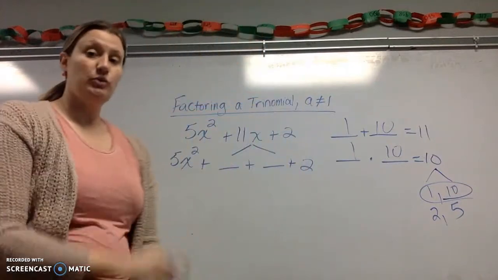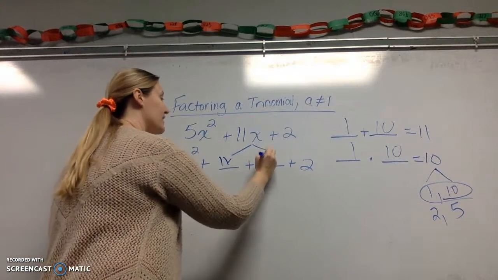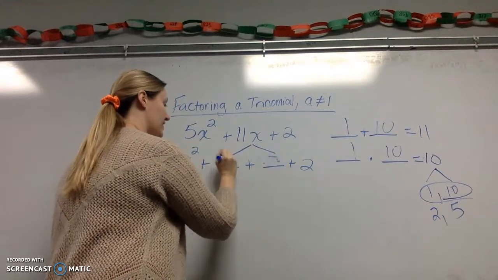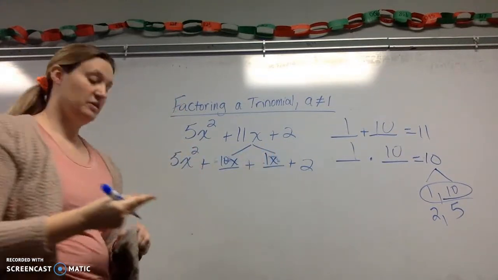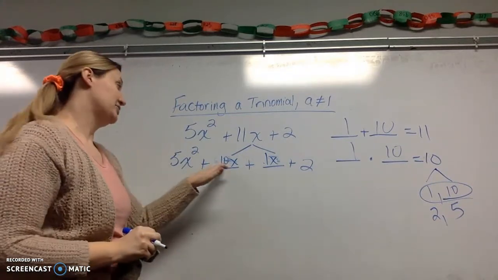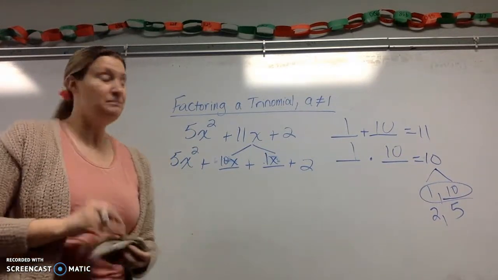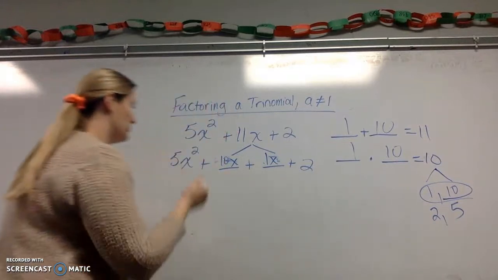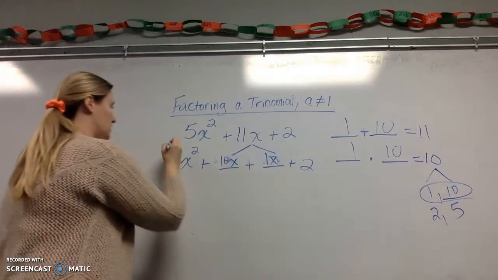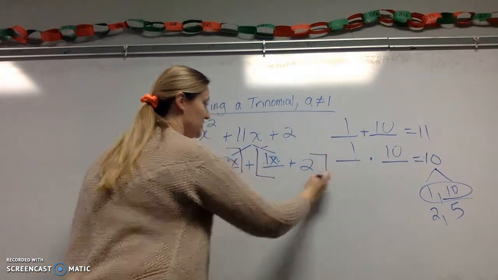So now what I can do is I can really put this either way. I could do 1x and 10x, or you could switch it around and do 10x and 1x. The order that you put them in really doesn't matter. However, we are going to be pulling out a greatest common factor. And I do know 5 and 10 go together, so it does make it a little easier, but at the end of the day, it doesn't matter. So now I'm going to group these. So those are grouped, and these are grouped.